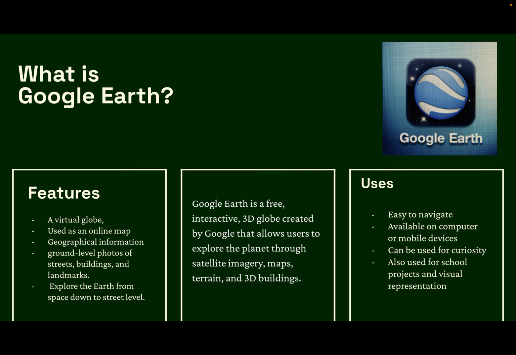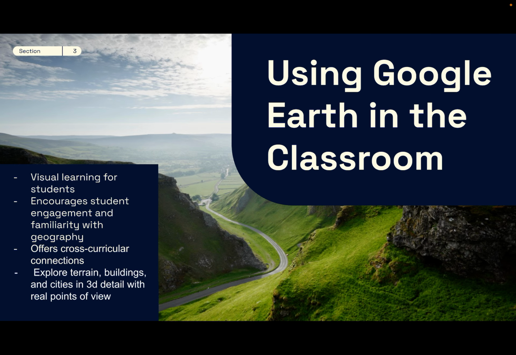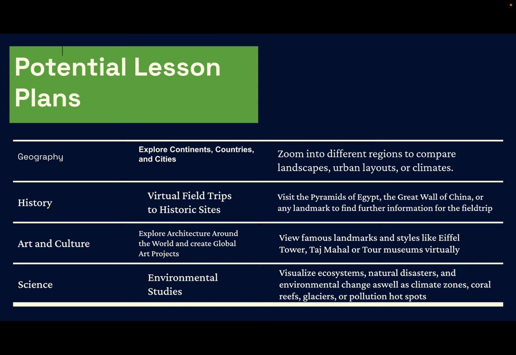So, how is this used? Google Earth is very easy to navigate, so that's part of the reason why it's used so much in the classroom, because it's a free app and website as well, so it can be used on a mobile device or a laptop. It's mainly used just for curiosity. When people are curious about a certain place or building or country, they'll use this app to see what it looks like, because it gives you such a good visual description of what it looks like and different information revolving around that place.